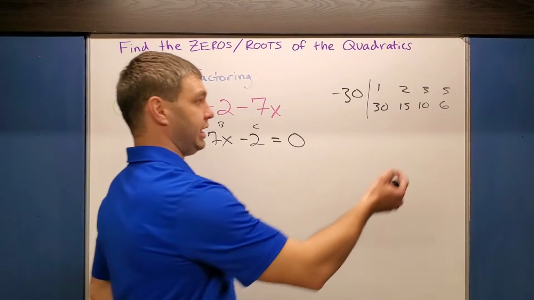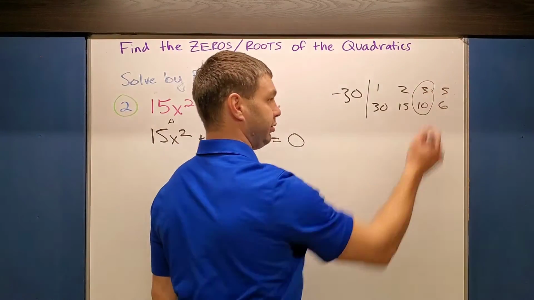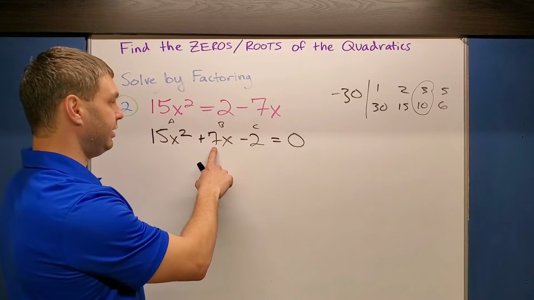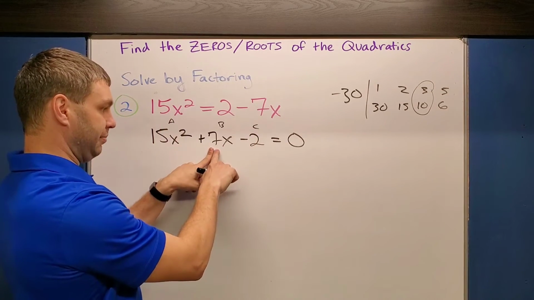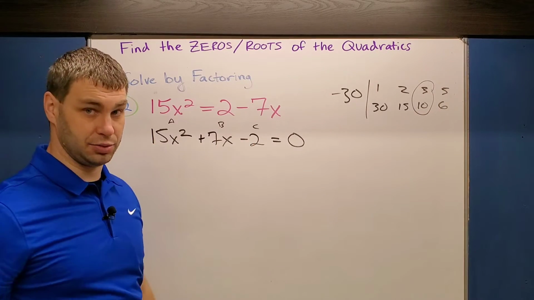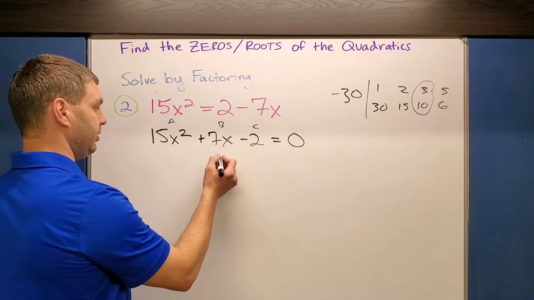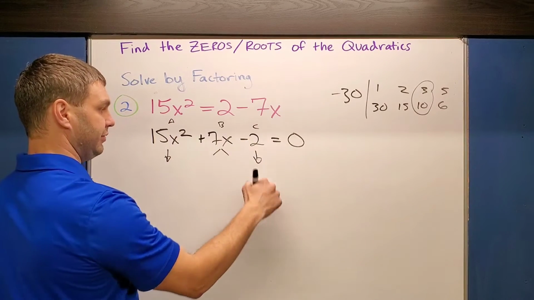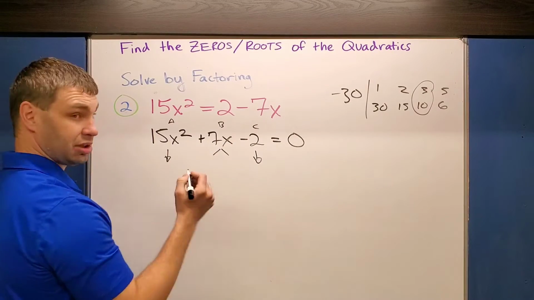And I think the ones that are 7 apart, the only ones that really do that are the 3 and the 10. And if I make the 10 positive and the 3 negative, this would add to be positive 7 and also multiply to be 15 times negative 2, which is negative 30. Okay, so when I split these, again, I'm bringing down the 15x squared, bringing down the negative 2, and splitting my middle term to look like this.